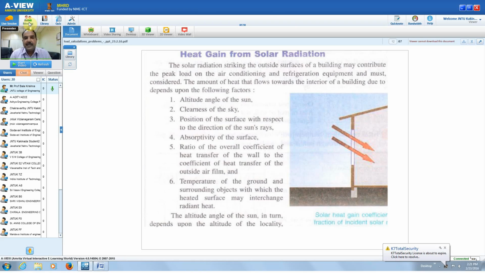And the fifth one is the ratio of the overall coefficient of heat transfer of the wall to the coefficient of heat transfer of the outside air film. And the sixth point is the temperature of the ground and surrounding objects with which the heated surface may exchange radiant heat. The altitude and the angle of the sun in turn depend upon the latitude of the locality also.